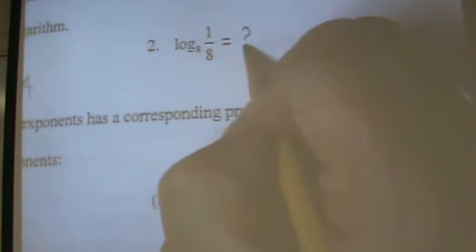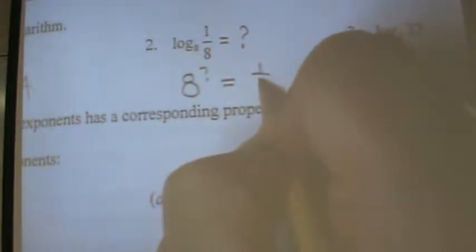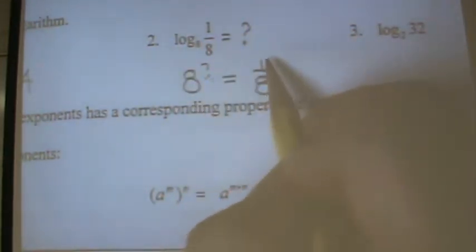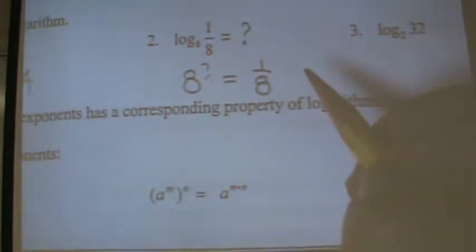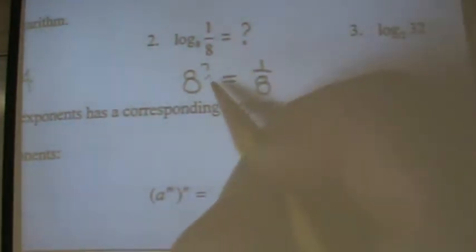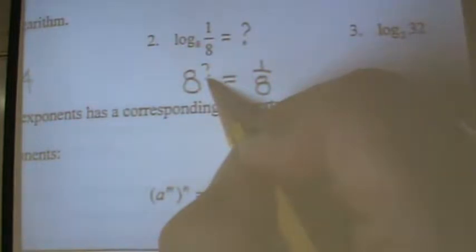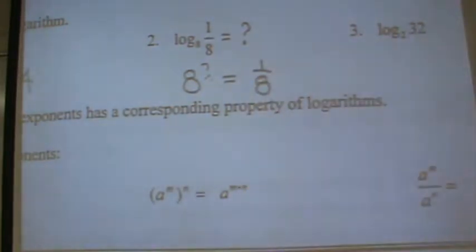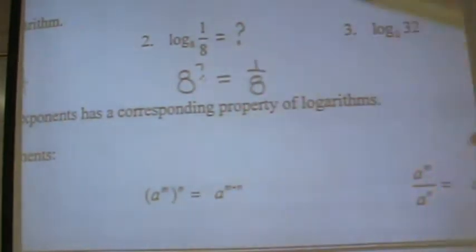Now look at this problem 2. So what is this equal to? Let's rewrite it. 8 to what power is equal to 1/8? So what exponent would this be so that you turn this into 1/8? Would it have to be a negative 1? Yes, exactly. This would have to be a negative 1. Why? So that way you can flip it. So that's what you need to think. So this answer is negative 1.